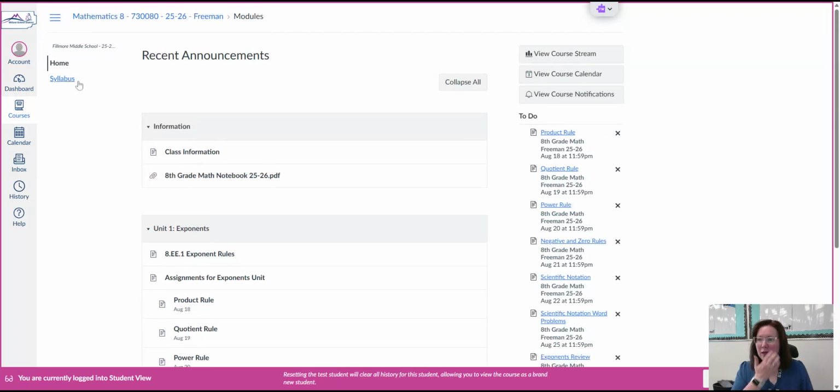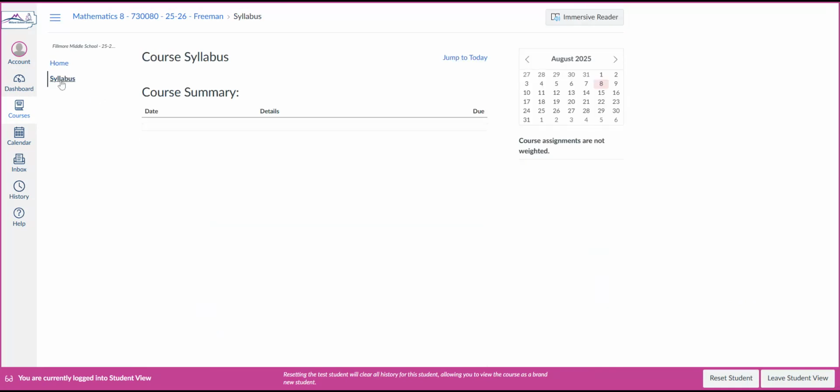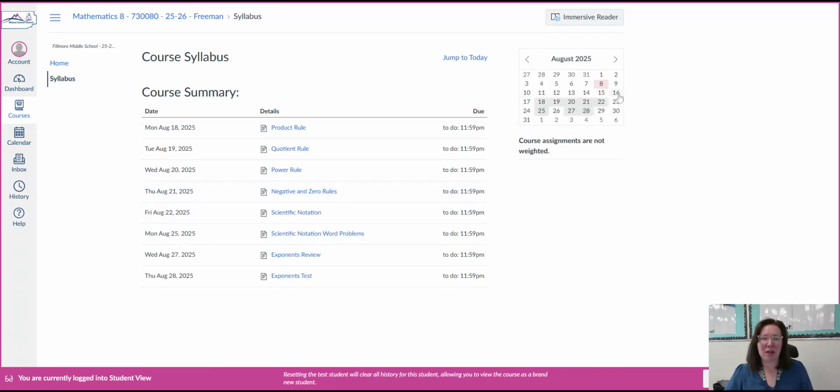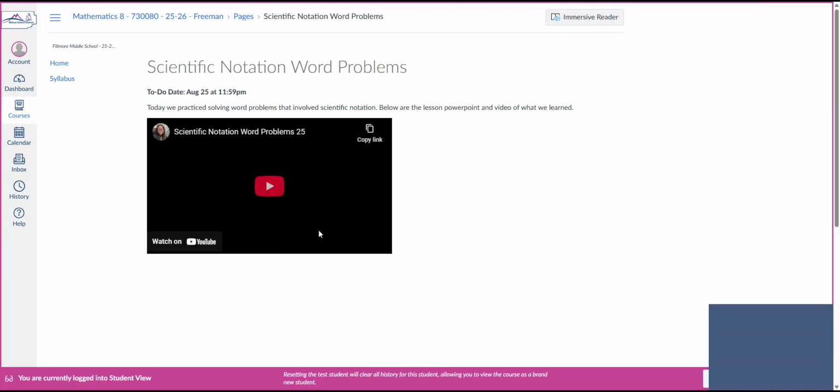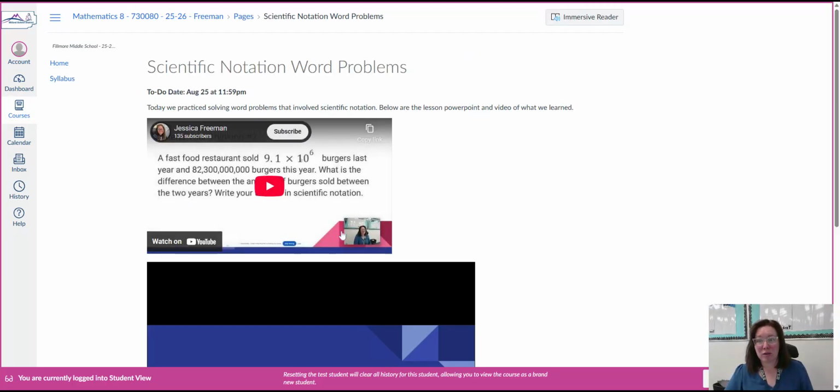Or the other way that I've created it is you click on syllabus up here, and then either you can click on the date that you were absent, or you can look down until you find the date. So maybe you were absent on the 25th, and it'll show you, oh, there's the 25th. You can click on it, and you can see what you need to learn. You can see the PowerPoint that we used.